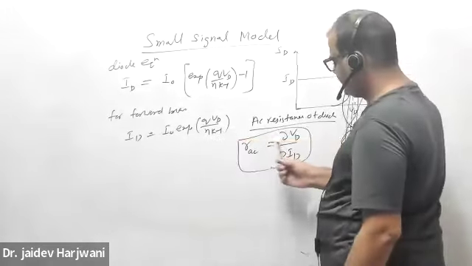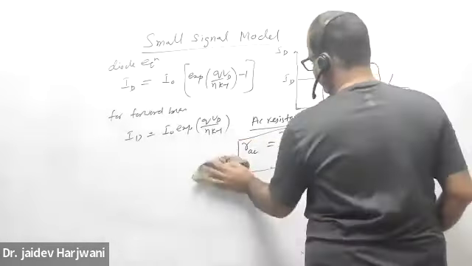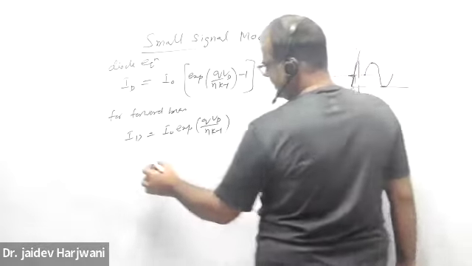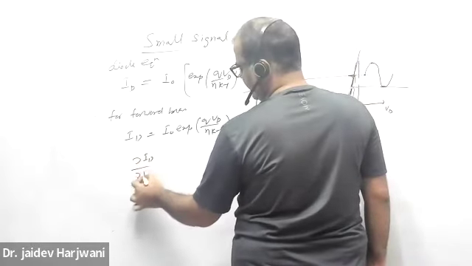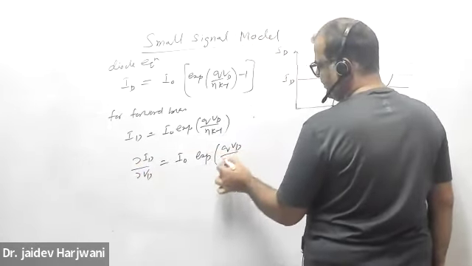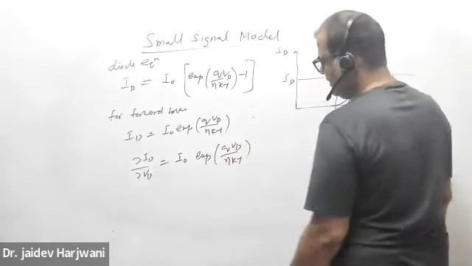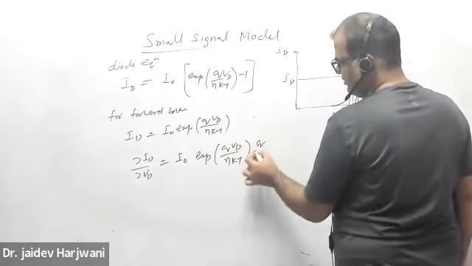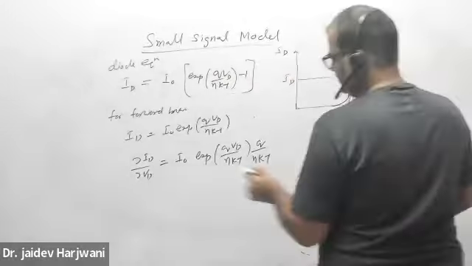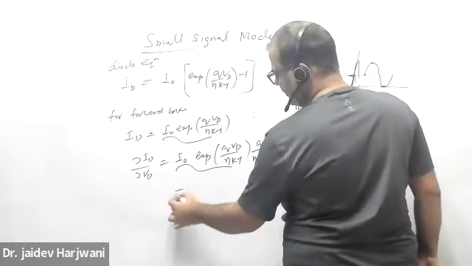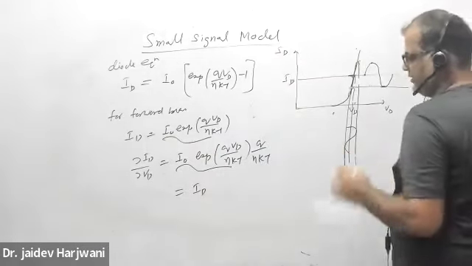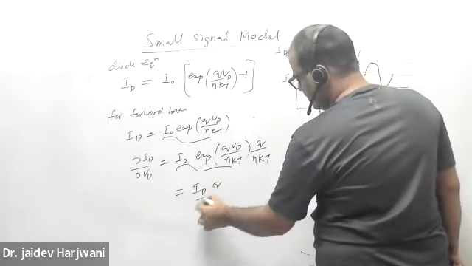Now differentiate this one and calculate delta VD upon delta ID. Tell me what is coming. Differentiate and tell me what is the value. So delta ID upon delta VD, I naught, if you do exponential, this will come Q VD upon eta KT only. And if you differentiate with VD, this will come Q upon eta KT. And now this expression is basically ID, and this is your Q upon eta KT.